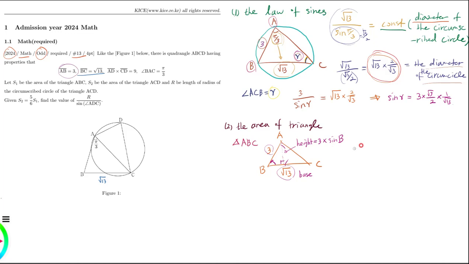Okay, so the area, which in this problem we denoted as S1, of the triangle A, B, and C will be 1/2 times the length of its base, square root of 13, times the height, 3 times sine of capital B. Okay, so actually the area of a triangle is 1/2 times the length of two sides times the sine of its middle angle.